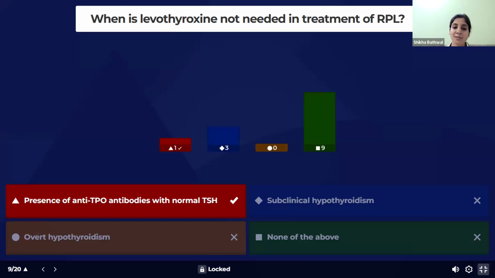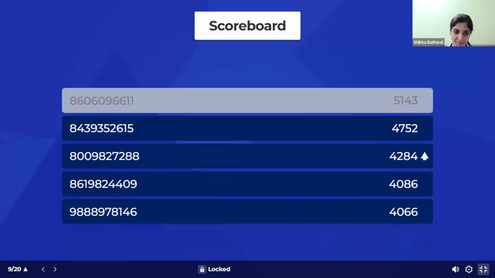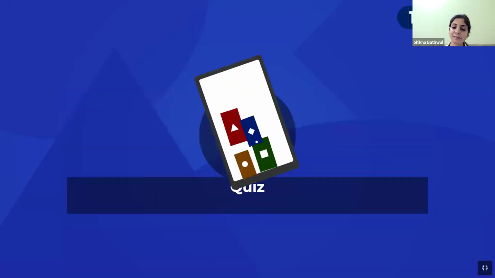So, okay, coming to the next question and scoreboard. So only one person has got it correct. Okay. So this is the take-home message: we should not treat women with a normal TSH even if they have the antibodies. Next question.